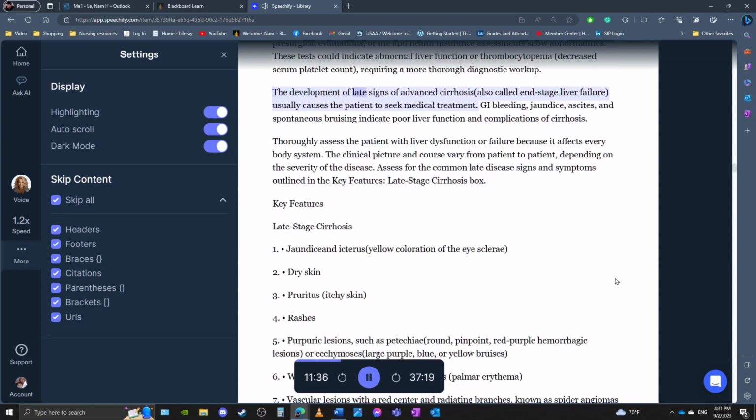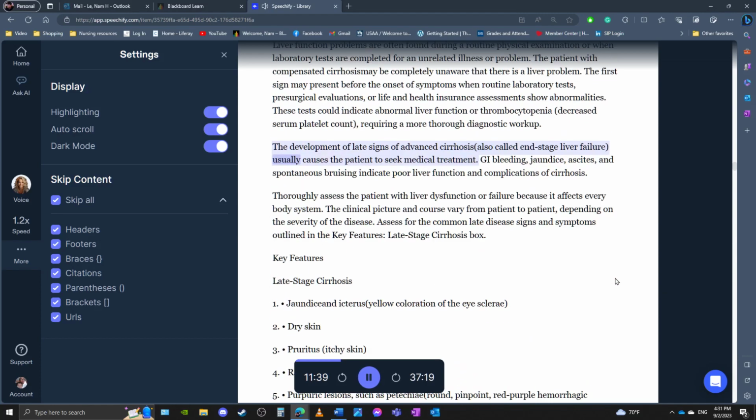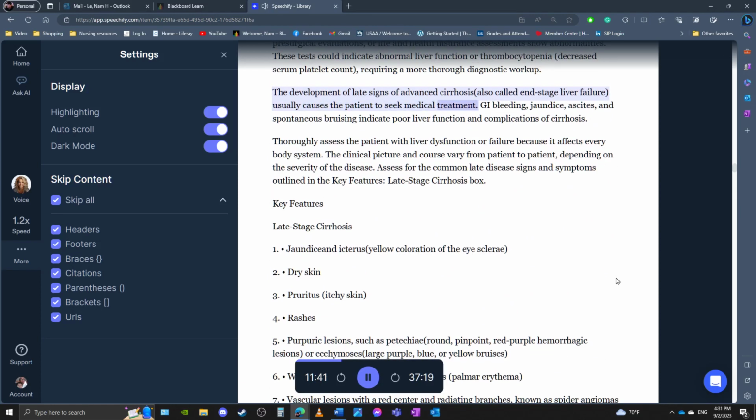The development of late signs of advanced cirrhosis usually causes the patient to seek medical treatment. GI bleeding, jaundice, ascites, and spontaneous bruising indicate poor liver function and complications of cirrhosis. Thoroughly assess the patient with liver dysfunction or failure because it affects every body system. The clinical picture and course vary from patient to patient, depending on the severity of the disease.